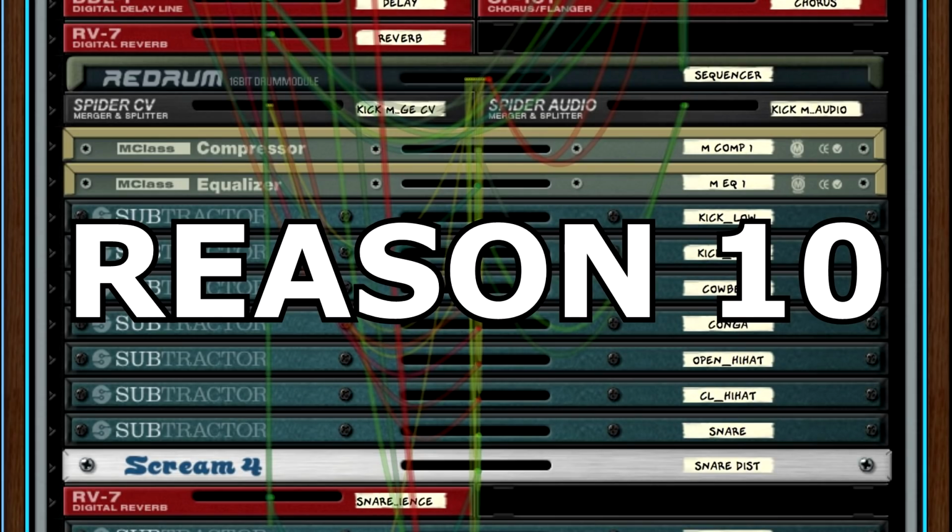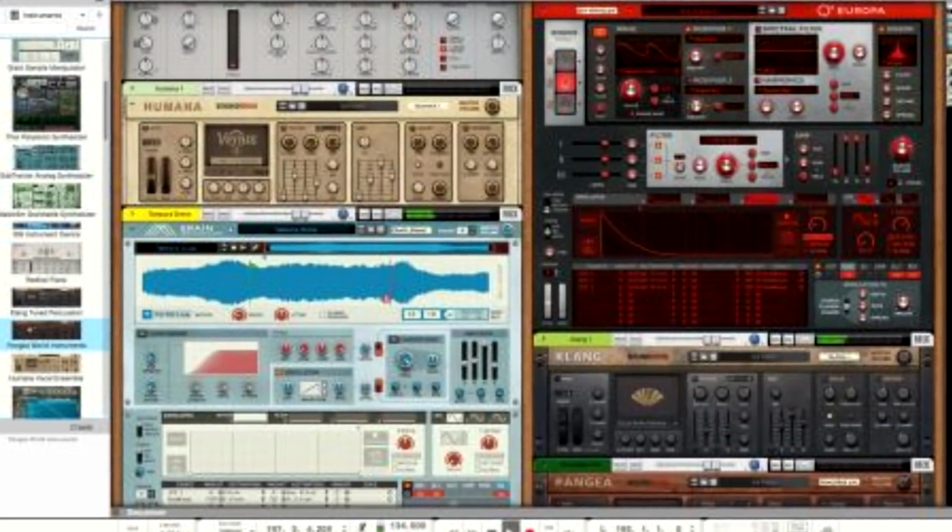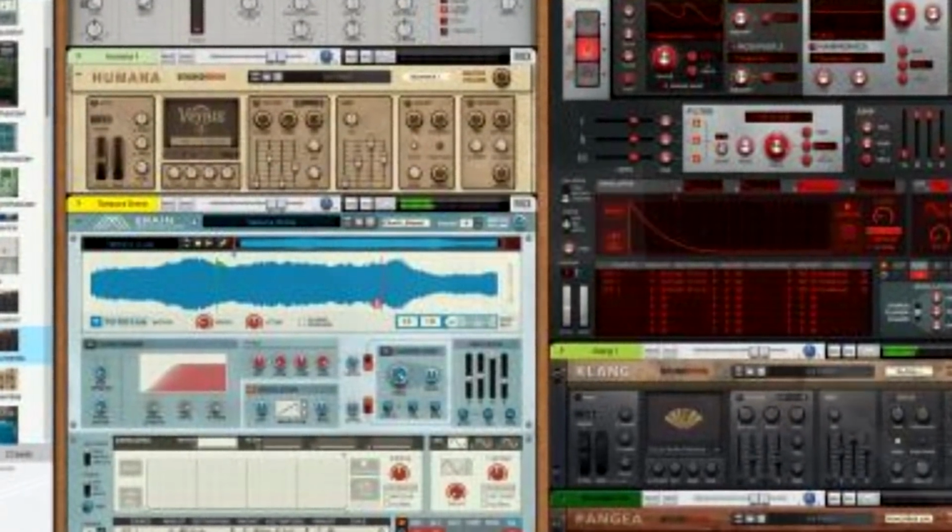Reason 10, baby. Now the next DAW on this list, guys, is gonna be Reason 10, and this is gonna be the tuner, muscle car of the music production world.